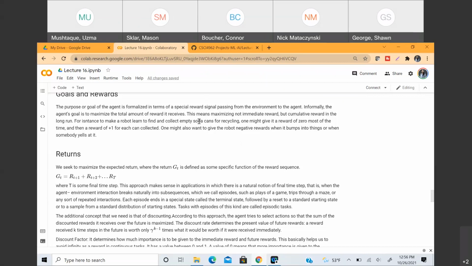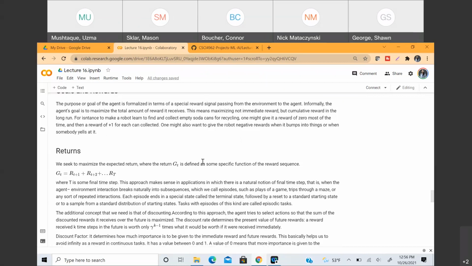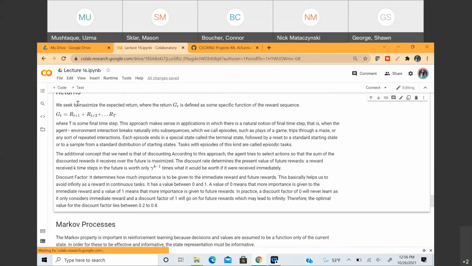And that's what we call goals and rewards. So everybody understands what rewards are, right? The positive signal that you're getting from the environment to the agent. And what we seek to maximize is the expected return.